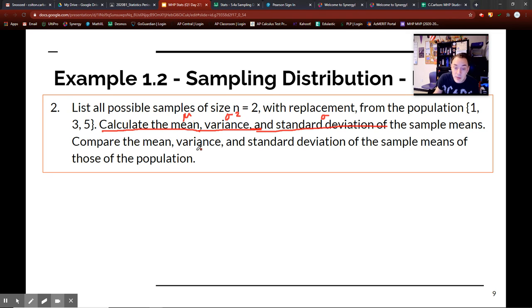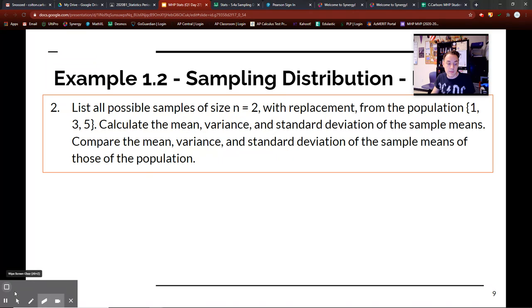Now we're going to compare the mean, variance, and standard deviation of the sample means. What does that mean? So my mean right here is mu with x bar. This is sigma squared with x bar, my variance, and this is just sigma x bar. So I'm going to compare those two. This is a little bit more tricky because we actually need to find the mean, variance, and standard deviation of the population first. And then once we find the sample means of n equals 2 of all those samples, we list them together, and then we find the actual standard deviation, variance, and mean of the sample means.